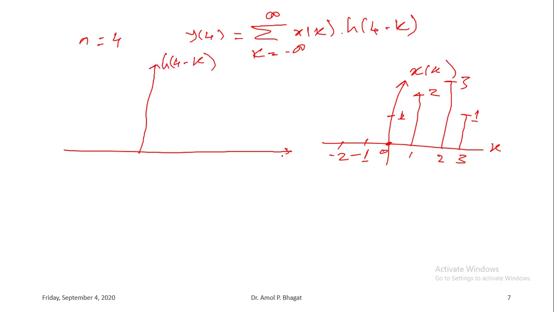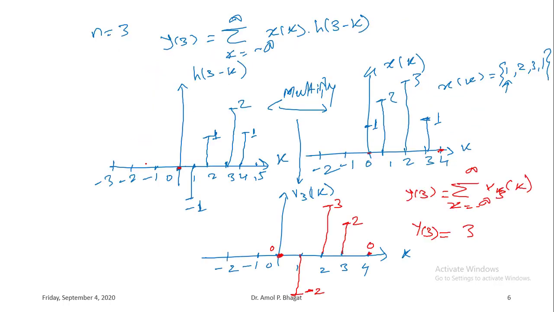and to get this h of 4 minus k, again I will be shifting h of 3 minus k by 1 to the right, okay? So as per this sample, the sample's value will be the same, that is -1 1 2 1, but it will be shifted by one sample to the right. So the value present at 4 will be at 5, 3 will be at 4, 2 will be at 3, 1 will be at 2, okay? The value present at 1 will be at 2, okay?